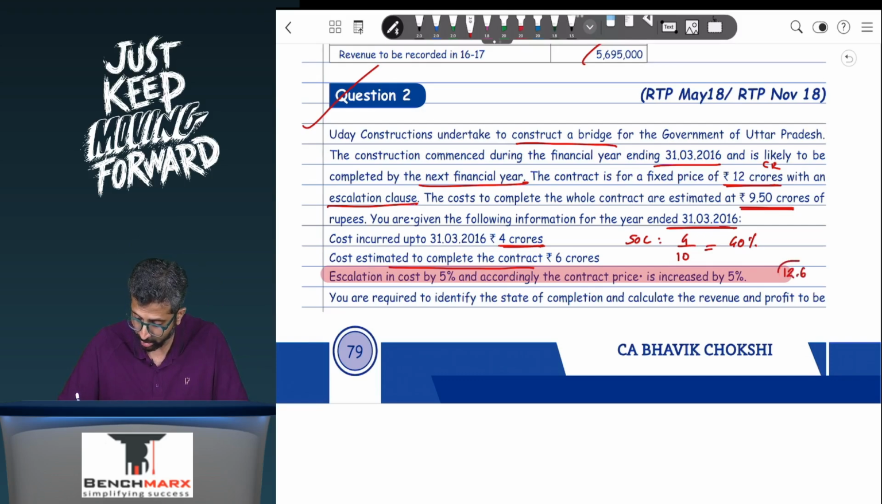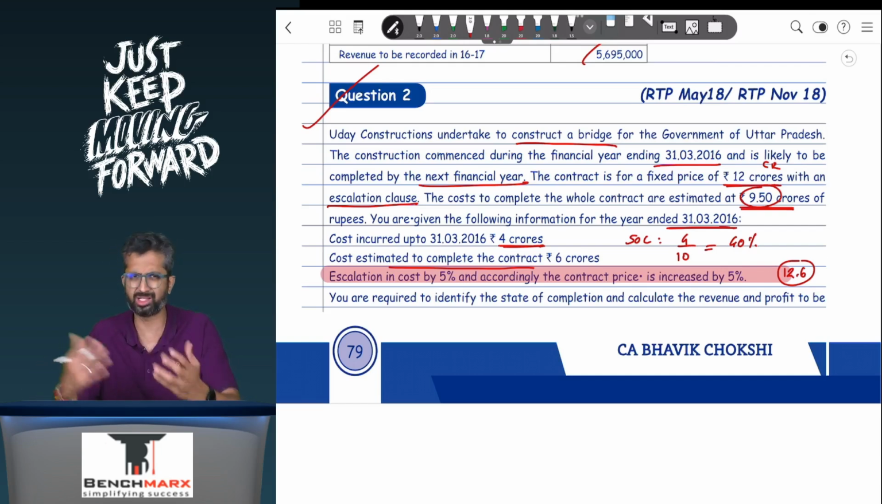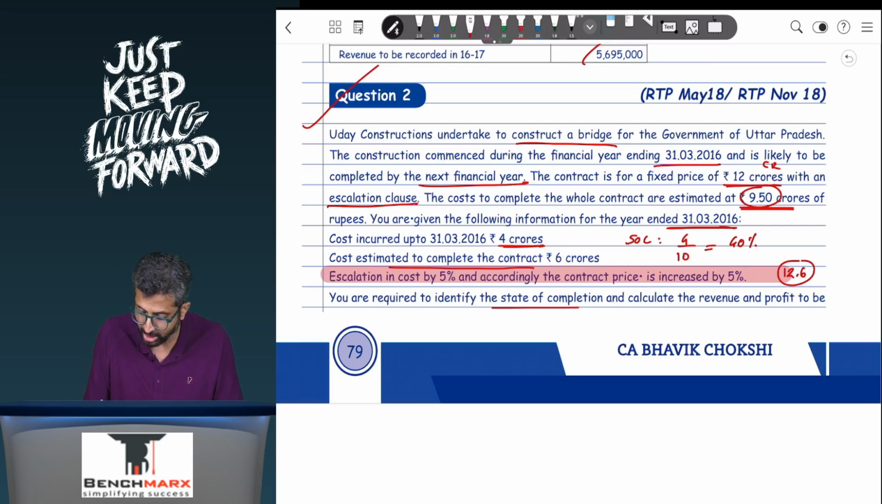Remember, your cost, which was earlier 9.5, is now 4 plus 6, that is equal to 10, and hence the escalation is already factored into the cost. You are required to identify the stage of completion, sir, 40%, and calculate the revenue.